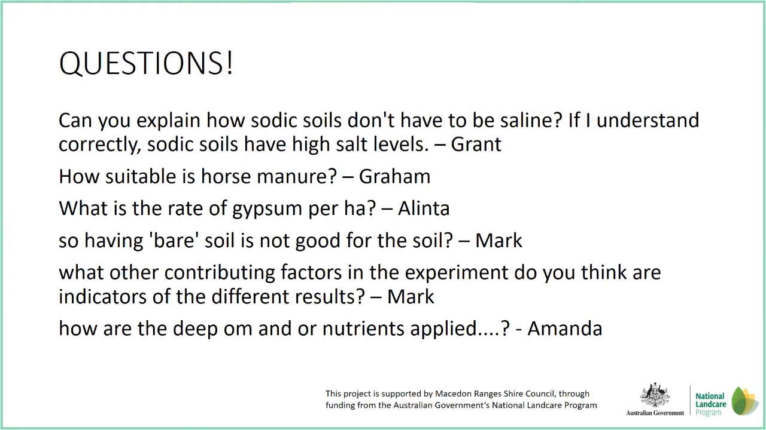Most commercial farmers in the cropping zone will regularly top dress with gypsum every 2 to 3 years, normally the year before they put in a canola crop. But those rates are often about 2 to 3 tons a hectare of gypsum.